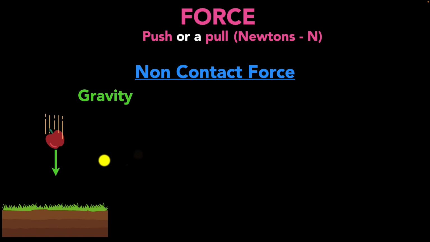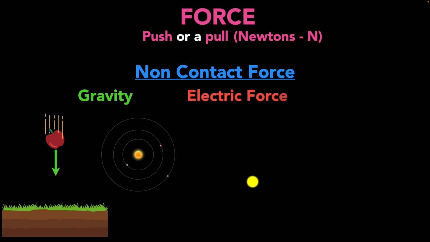So on a larger scale, this is the reason why planets are orbiting the sun, because the sun is exerting a force of gravity on all these planets. Okay. Are there other non-contact forces? Yes. Think about electric force.